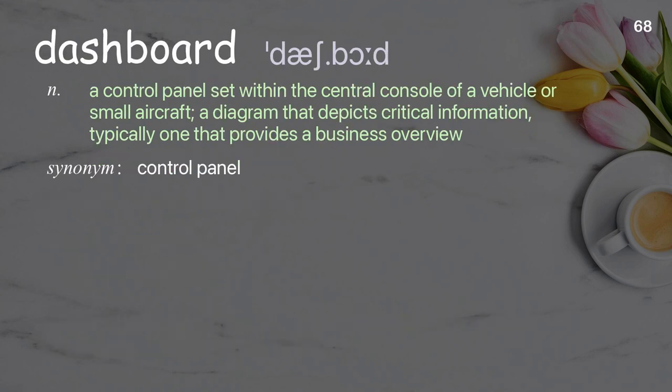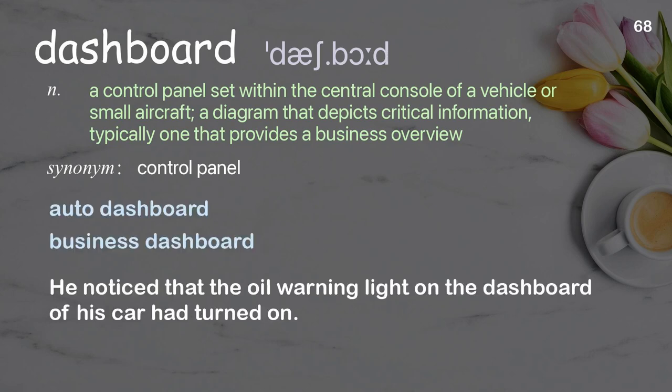Dashboard. A control panel set within the central console of a vehicle or small aircraft, a diagram that depicts critical information, typically one that provides a business overview. Examples. Auto dashboard. Business dashboard. He noticed that the oil warning light on the dashboard of his car had turned on.